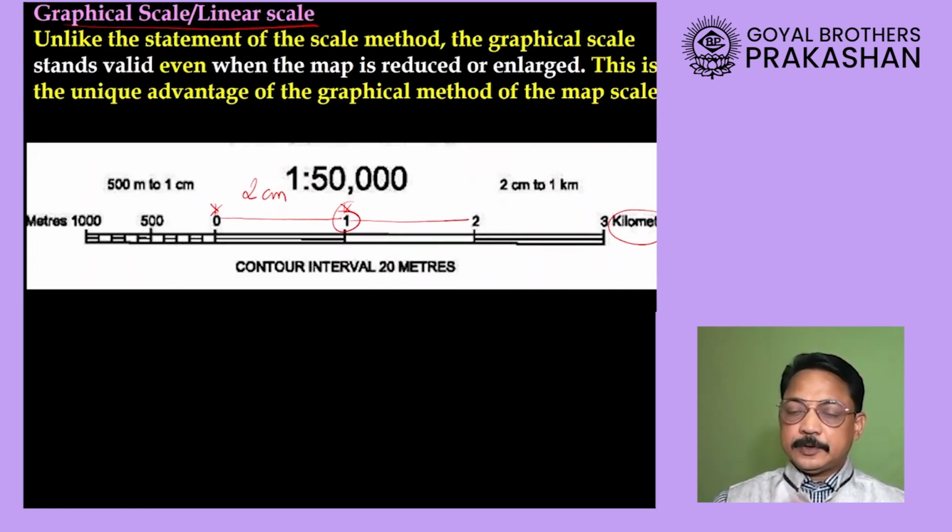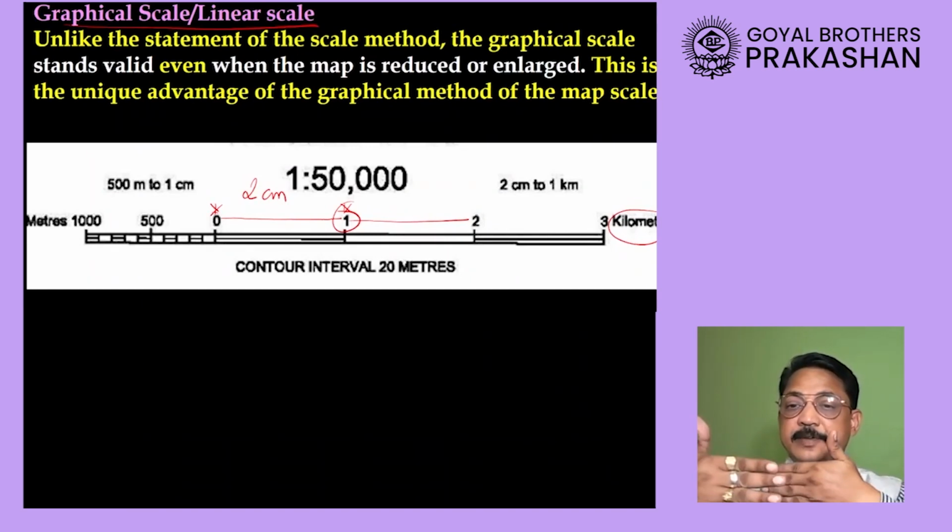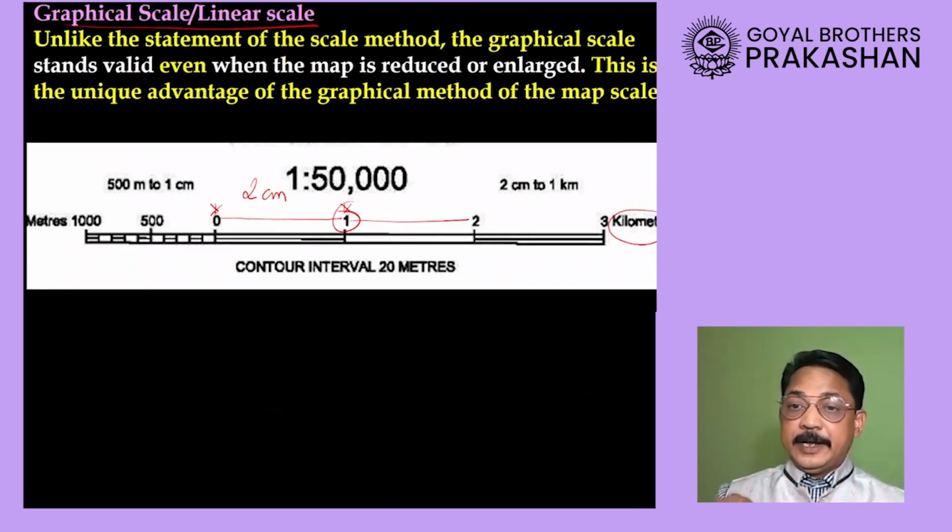Please understand, if I have a topography map on which it is written 2 centimeter equal to 1 kilometer, and while photocopying we enlarge the map, then the distance between two towns will also increase. The map says 2 centimeter equal to 1 kilometer, but because we are enlarging it, the distance between the two towns will be more. How can that be? The ground distance between the two towns should remain the same.